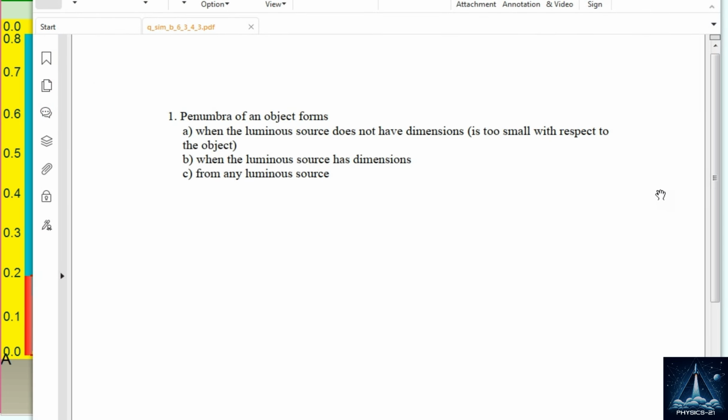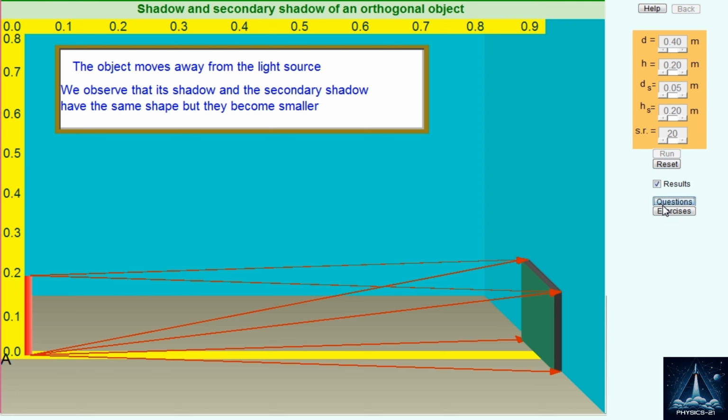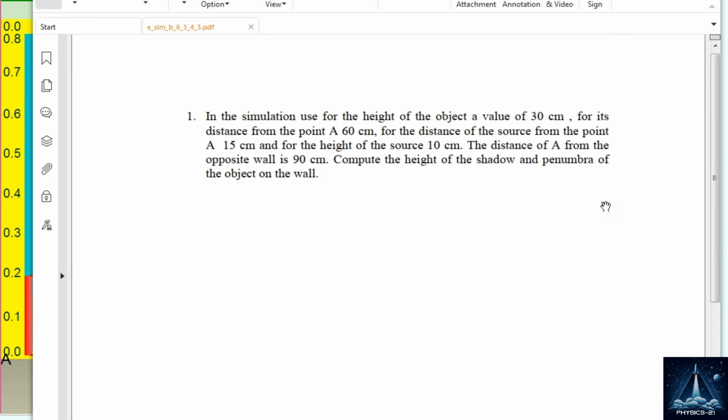Finally, in the questions and exercises section, questions and exercises corresponding to the simulation are proposed. You can solve these exercises and verify the correctness of the results using the simulation.